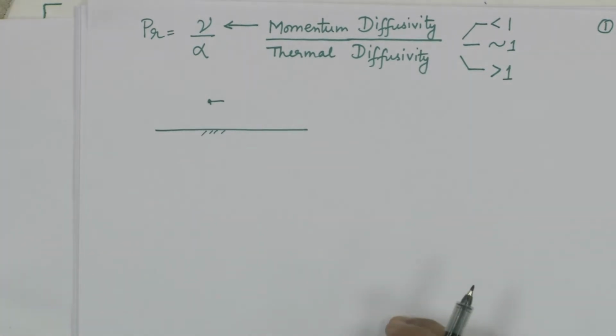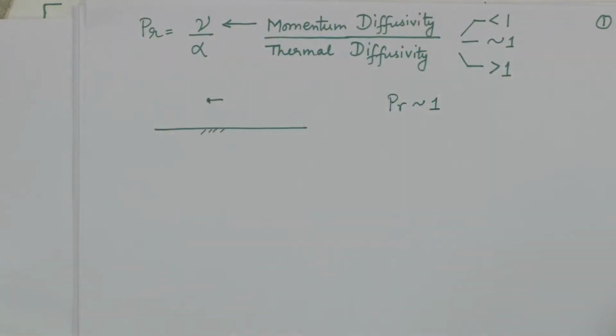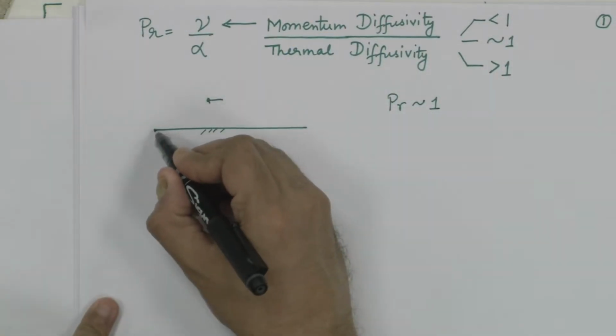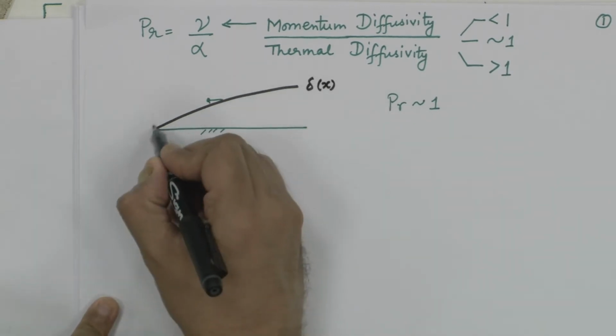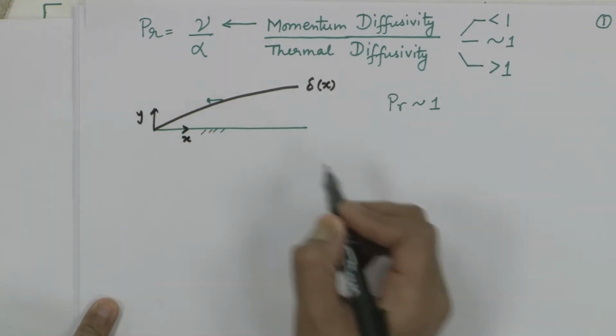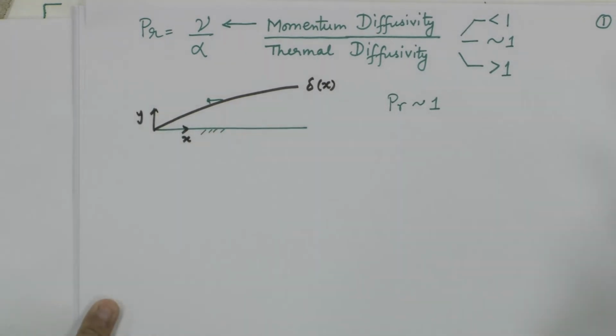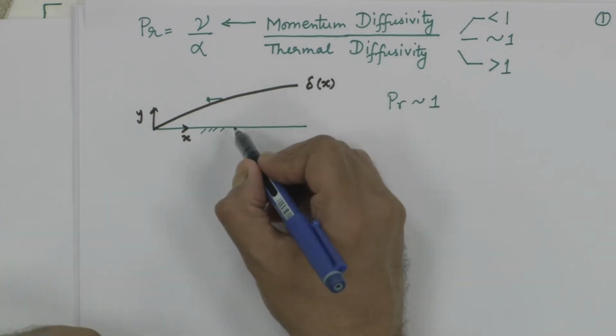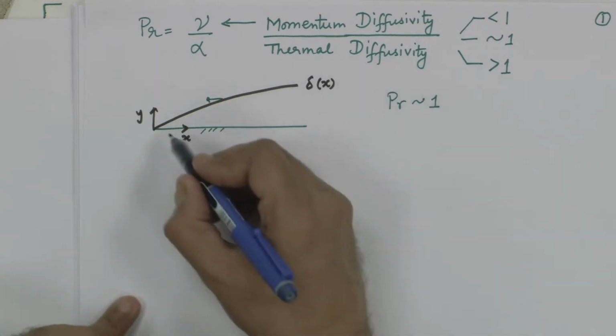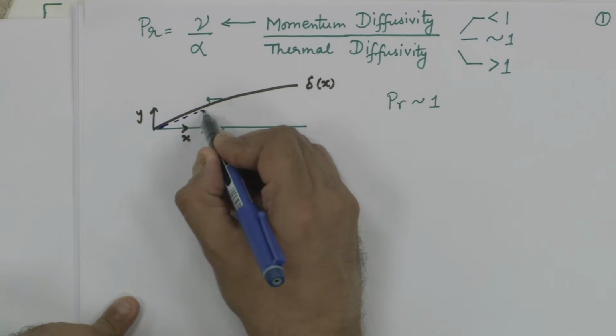How does this physical transport manifest itself in the growth of the boundary layer? This is something which is very, very important. When I have Prandtl number approximately equal to 1, what it means is that the hydrodynamic boundary layer delta of x, this is my y direction, this is my x direction. I am not writing u infinity, T infinity again and again, it is all understood by now. What we say is the momentum transport from here to here is similar to the energy transport.